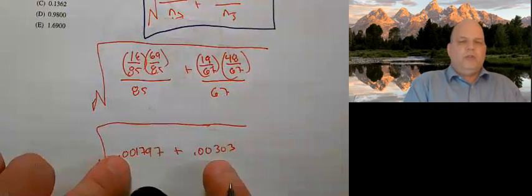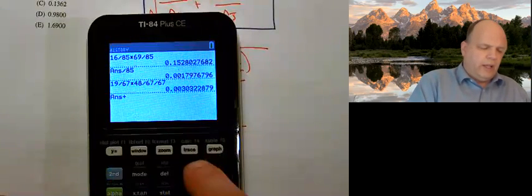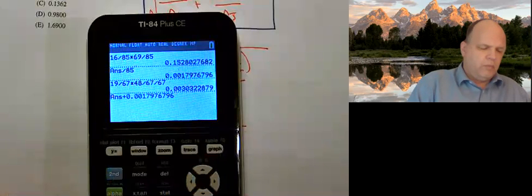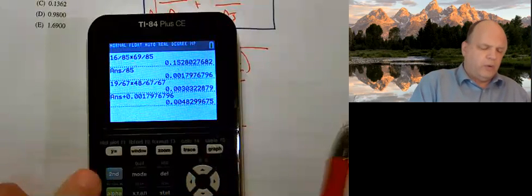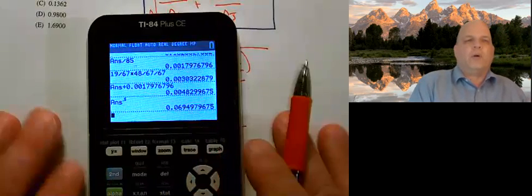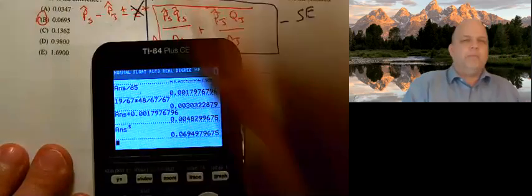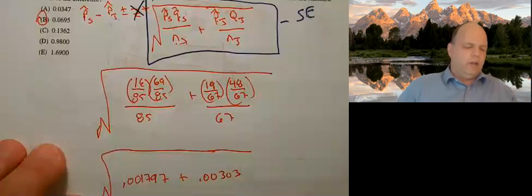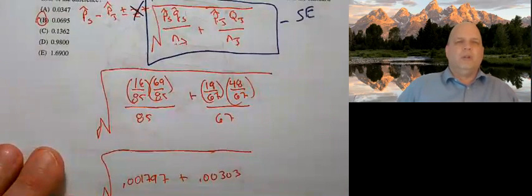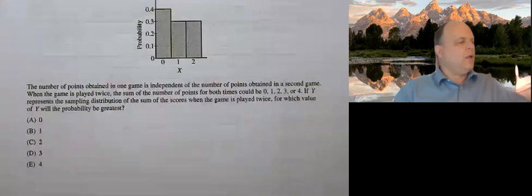I'm going to add these two values together and take the square root. So plus, and then add it to this one. And I'll take the square root. And I end up getting 0.0694. And my closest value is letter B at 0.0695. Kind of an ugly question, but very doable. Just have to stick with it.